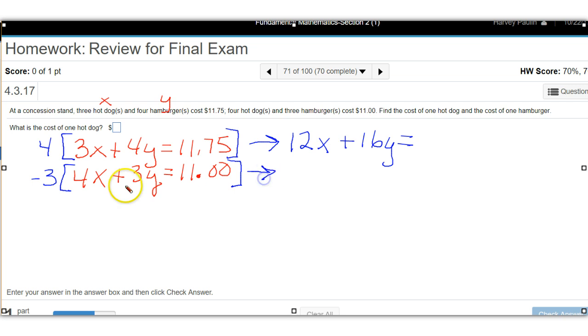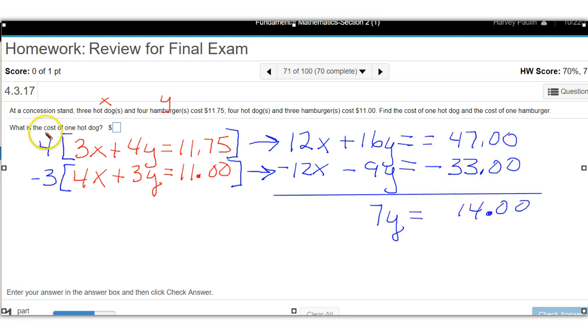But now for this one, negative 3 times 4x gives me my negative 12x. See, this is what I wanted to do. And this is going to be a negative 9y. And I will use my head for this here. This is going to be a negative 33.00. So I used my trusty calculator to get this here, which was $47.